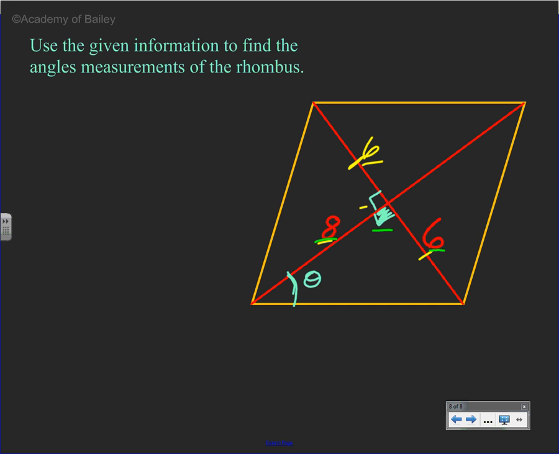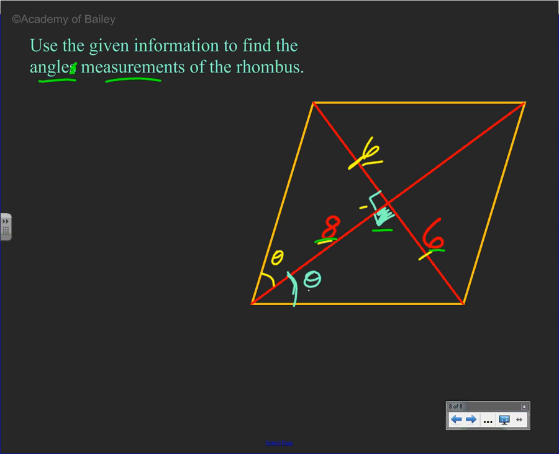Since those two triangles are congruent, theta and theta are also congruent. Corresponding parts of congruent triangles are congruent. So what we have to do is calculate one theta and then multiply it by 2 to get that whole angle, because we need to find the angle measurements of the rhombus. If we find one of those thetas and multiply it by 2, it gives us that green angle that I just put in there.